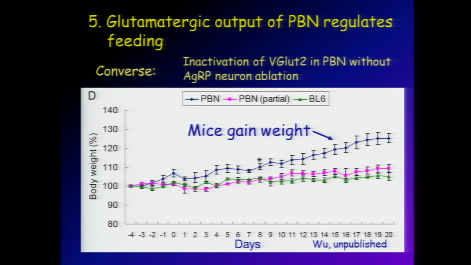And this experiment kind of shows the converse. If you take out VGlut2 from the parabrachial nucleus, but you don't kill the AgRP neurons, now you actually get weight gain. Okay, so we're beginning to get the idea that too much activity of the parabrachial nucleus inhibits feeding and leads to anorexia. Too little activity actually promotes feeding.